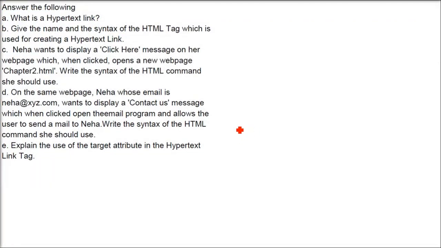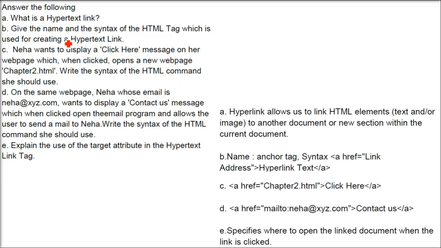Okay. Now answer the following. Now we have to write in very short. What is a hypertext link? So a hypertext link allows us to link HTML elements, which can be text or image, to another content or new section within the current element.